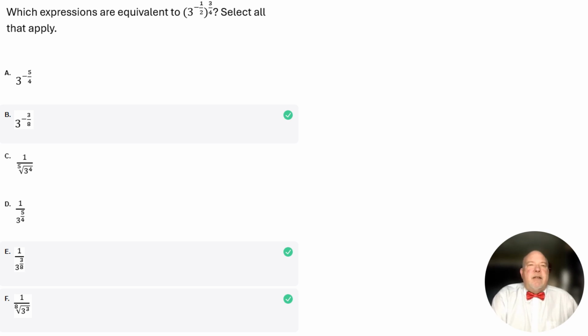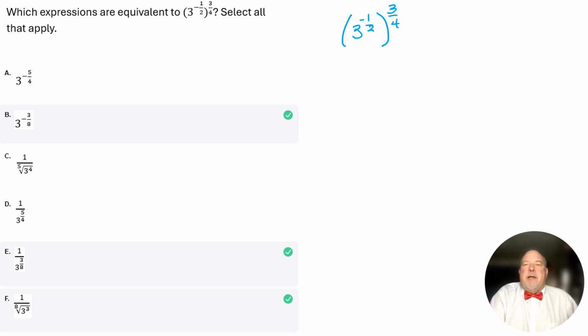And so we're going to take this expression they gave us and simplify it, and then we'll see if we can figure out which of these are solutions, or I shouldn't say solutions, are equivalent to that. So let me just rewrite this. I have 3 to the negative 1/2 power, and then that's raised to, there's a negative there, sorry. That's raised to the negative 3/4 power.